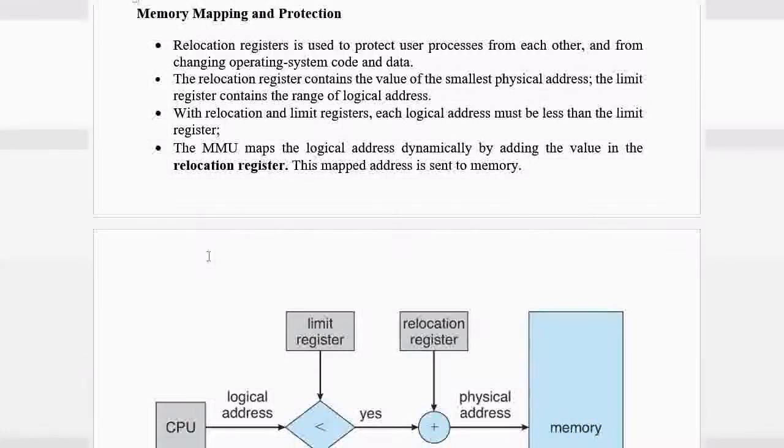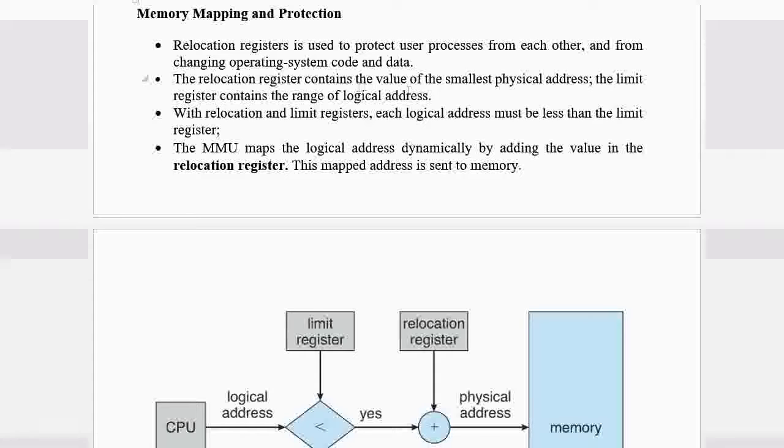So before discussing memory allocation, let us see how to provide protection, or how to do memory mapping, using the hardware support of the relocation and limit registers. As we have already discussed, a relocation register is used to protect user processes from each other and from changing the operating system code and data.